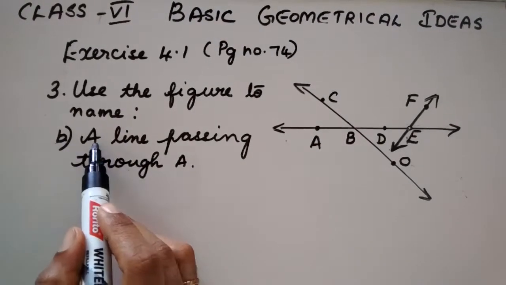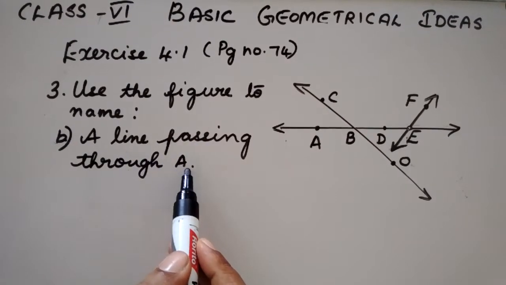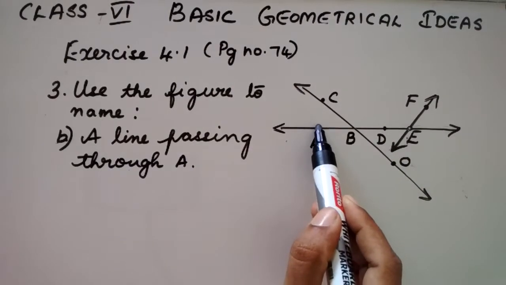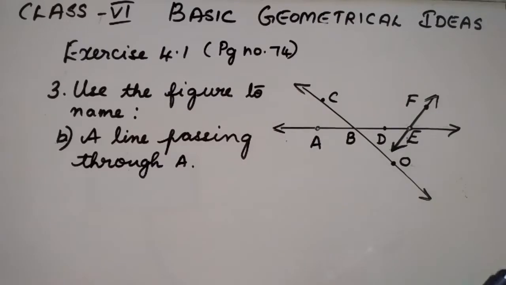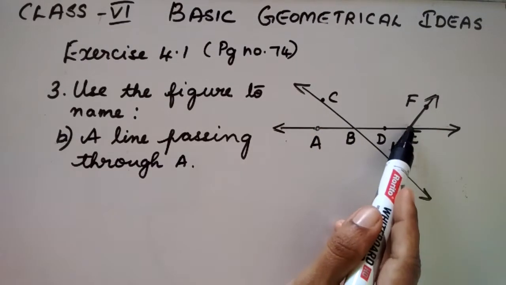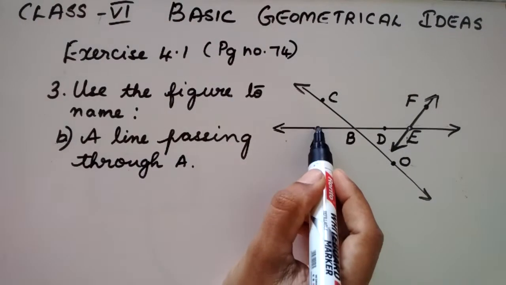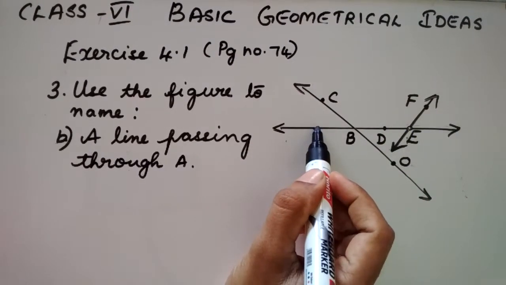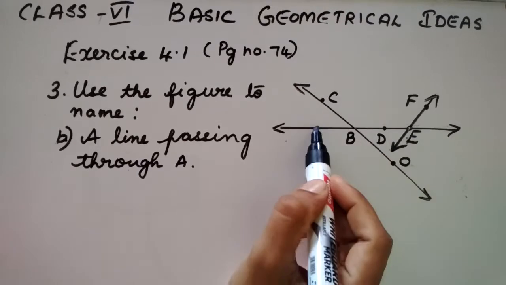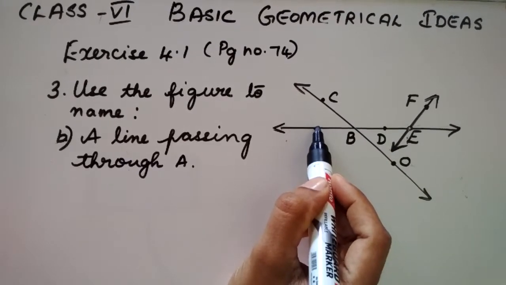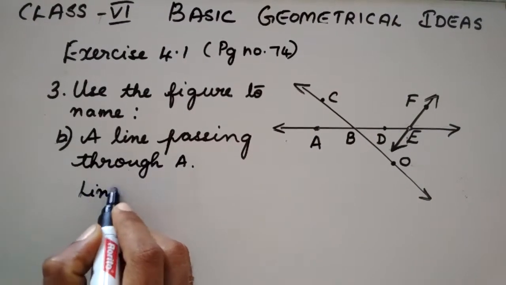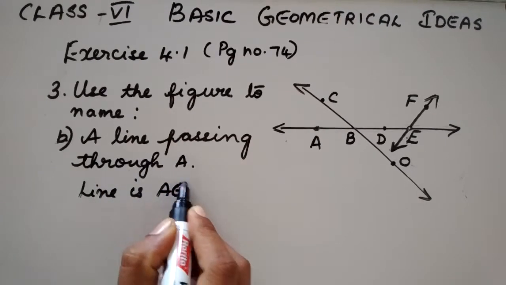Next we have B, a line passing through A. It means we need to name a line which passes through point A. This is point A. That line is AE. Okay. So in this line AE, we have here point A. So this line, that is AE, is passing through A. So the line is AE.